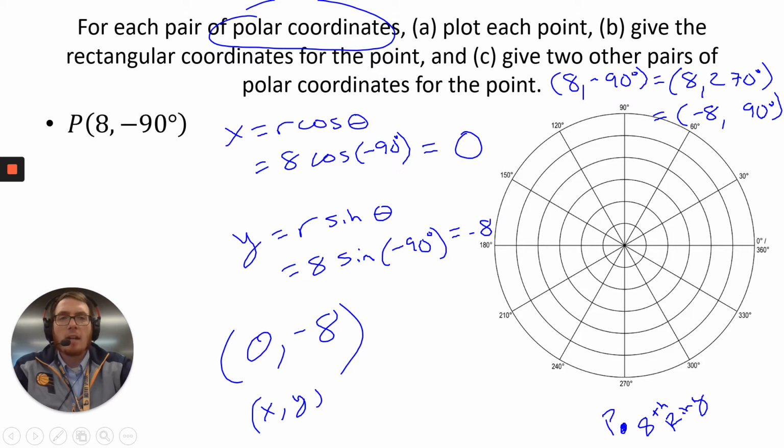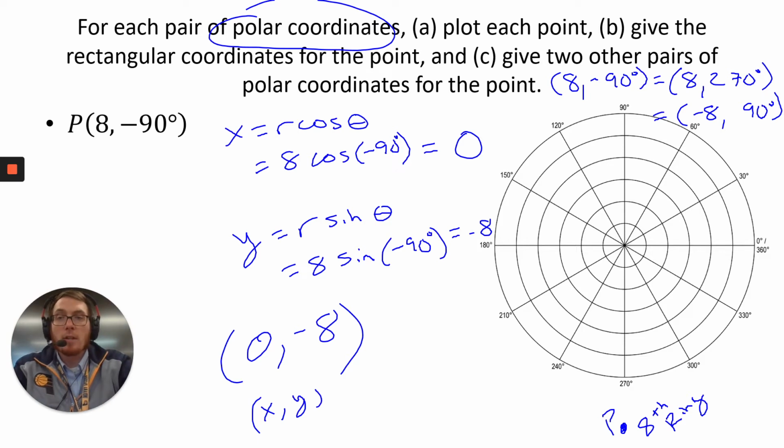8 comma negative 90 would be the same as 8 comma 270, because you could just add 360 to it, and it's the same answer. That's also the same as if you go the other direction to 90 and go negative 8, because it would be going in that upward direction, but then it ends up downward because it would have a negative r value.